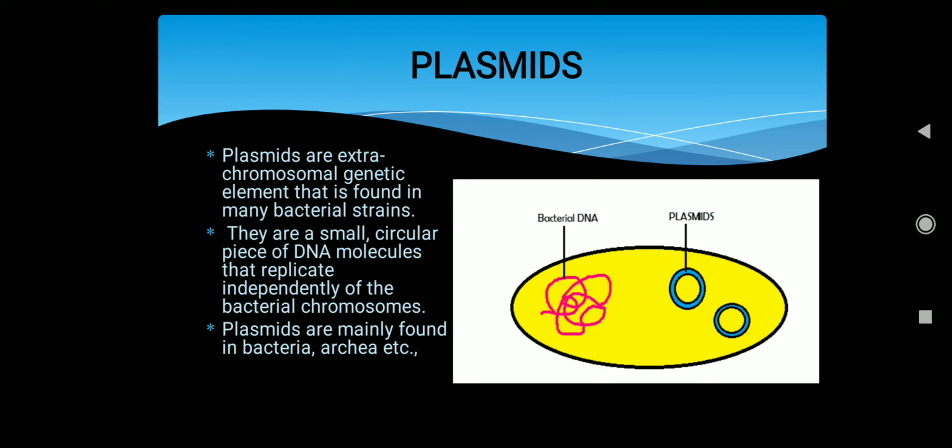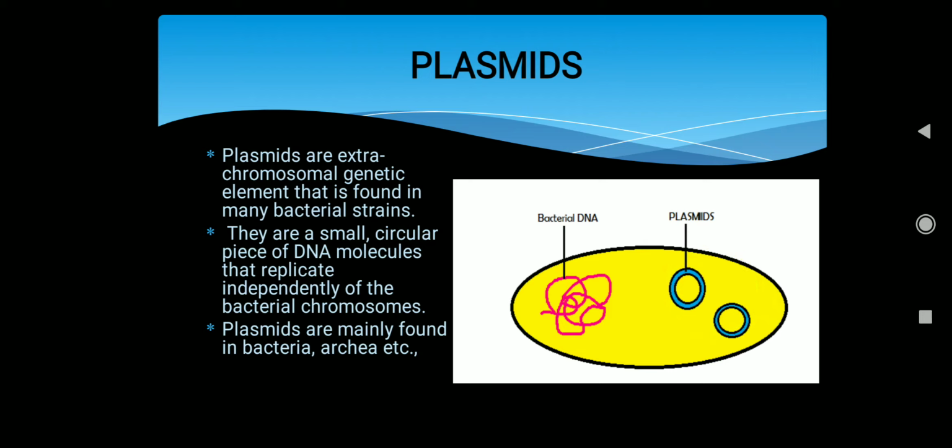So, as you can see in this diagram, this is a bacterial cell which contains the bacterial chromosomal DNA, and it has an extrachromosomal DNA. That is, apart from the chromosome, it also has a DNA, and that is called a plasmid.